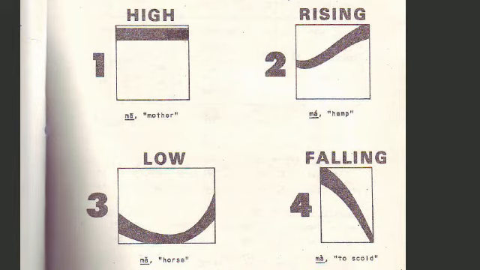Now let's compare the high tone with the rising tone. Both are in the upper part of the pitch range, but the high tone stays level while the rising tone climbs sharply, starting slightly below the high tone and reaching the top of the range. Listen to mother followed by hemp. Again, high tone, rising tone.